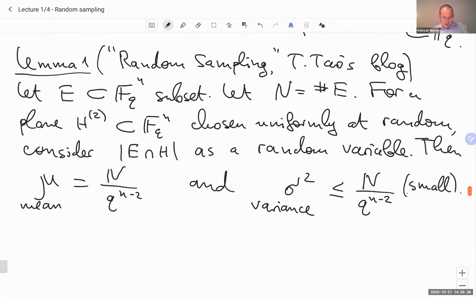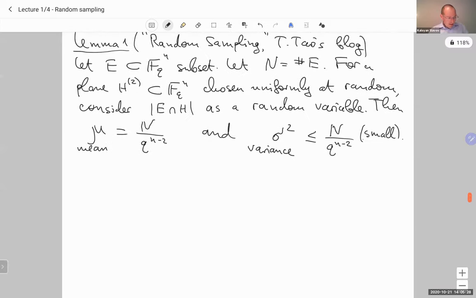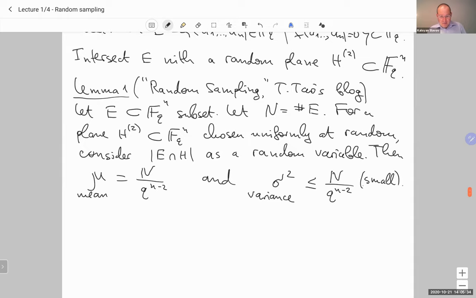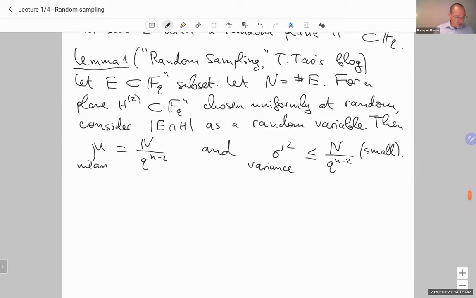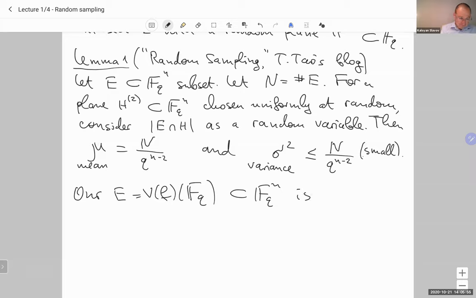Okay, so look what happens here. This is our set. Now we have to bring in the algebraic geometry. We are going to apply this to the solution set of a polynomial equation over F_q. And this is combinatorial. Now, our E, which is the set of F_q points on the hypersurface like this, in F_q^n, is the solution set of a polynomial equation.